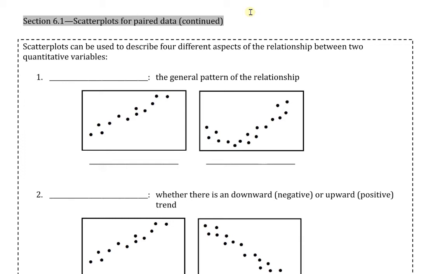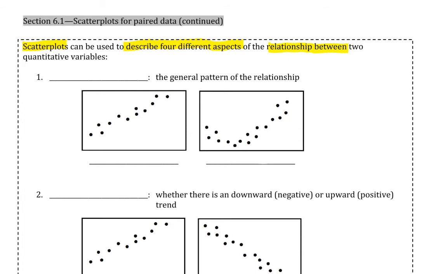This lecture will continue to cover section 6.1 for Introduction to Statistics, Interpreting Scatterplots. There are only a few definitions in this section that we would like to be comfortable with. When looking at scatterplots, we would like to be able to describe 4 different aspects of the relationship between the two quantitative variables.